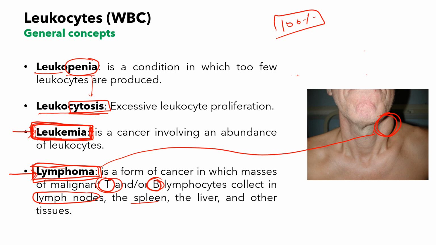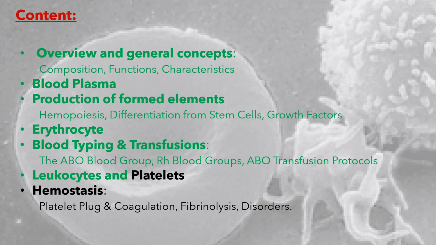Most of the time, lymphomas present as masses, like this one in this patient's neck. They're painless and they're just enlarged lymph nodes, and then you go to the doctor, you have a node, and they take a biopsy and look at those cancer cells. Those are lymphomas.